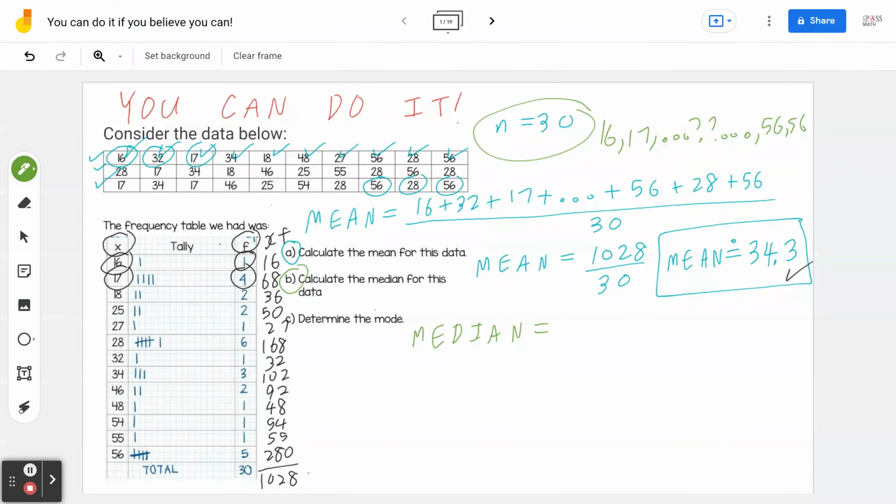So, again, if you think about this, there are 30 numbers. So, there are 15 numbers on the left, 15 numbers on the right. So, you're really thinking about the 15th number and the 16th number. So, to find a median, you take the 15th term plus the 16th term and you divide this by 2. So, what does that really mean?